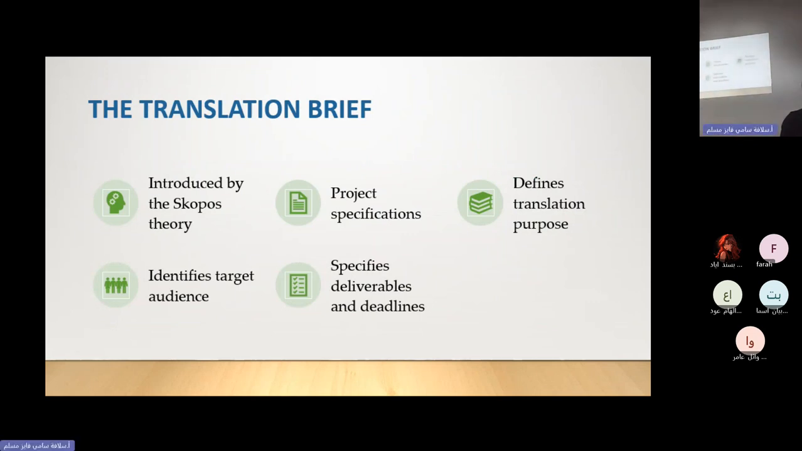What is a translation brief? A translation brief is, do you know what a brief is? No.